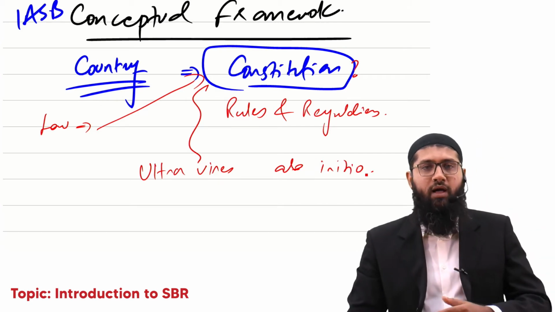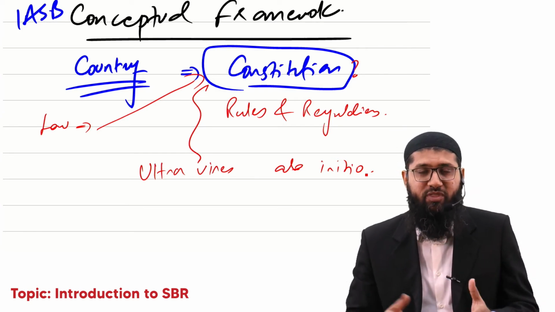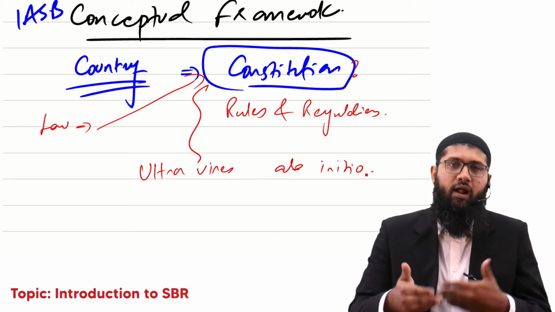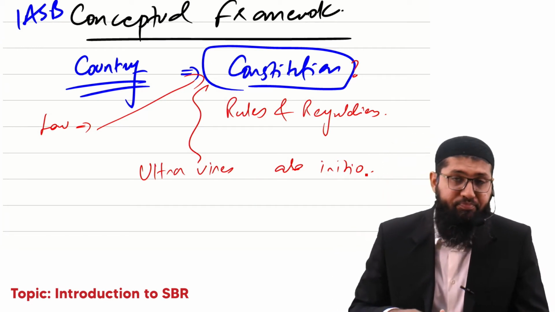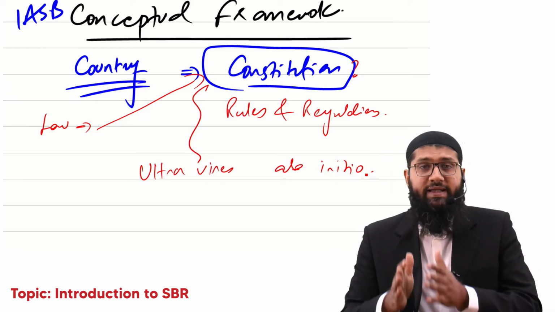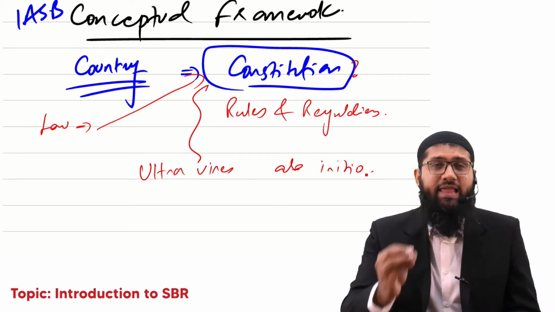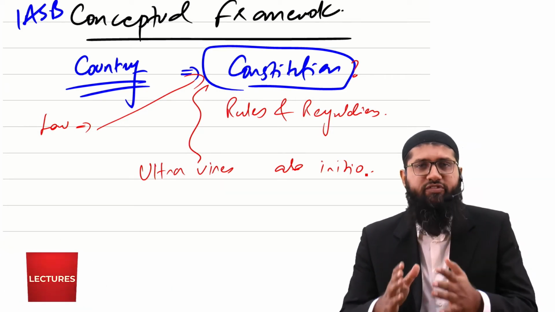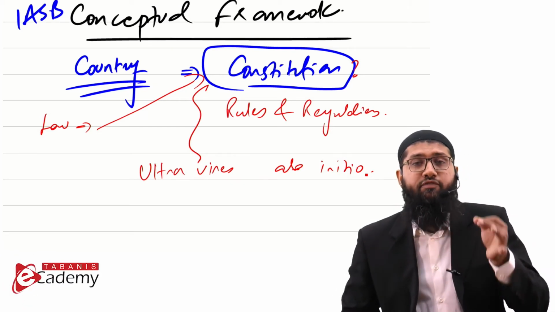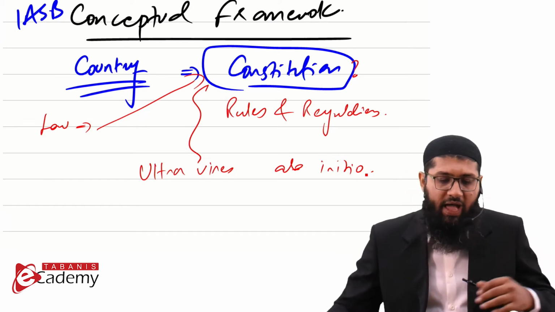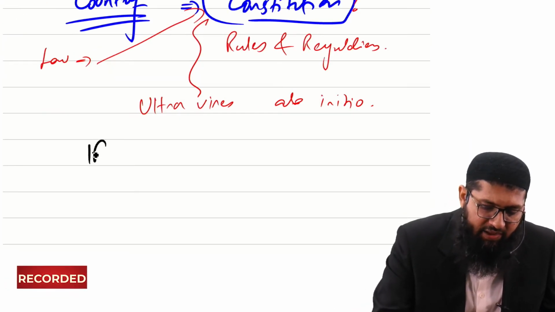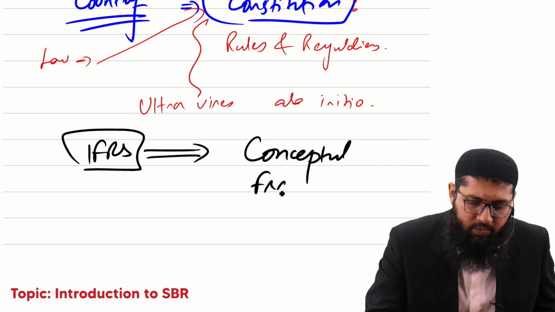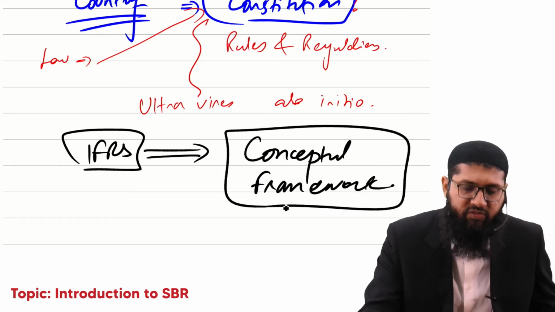I'm sorry to be using some legal terminologies, but you have already studied them. Ultra vires is basically illegal, ab initio, from the start. Anyways, coming back to it, let me try to explain. The role of the IASB conceptual framework is that it acts as a constitution for the IASB, for the accounting standard setters. When they are devising and publishing IFRS, they need to make sure that the IFRS is in line with the conceptual framework.